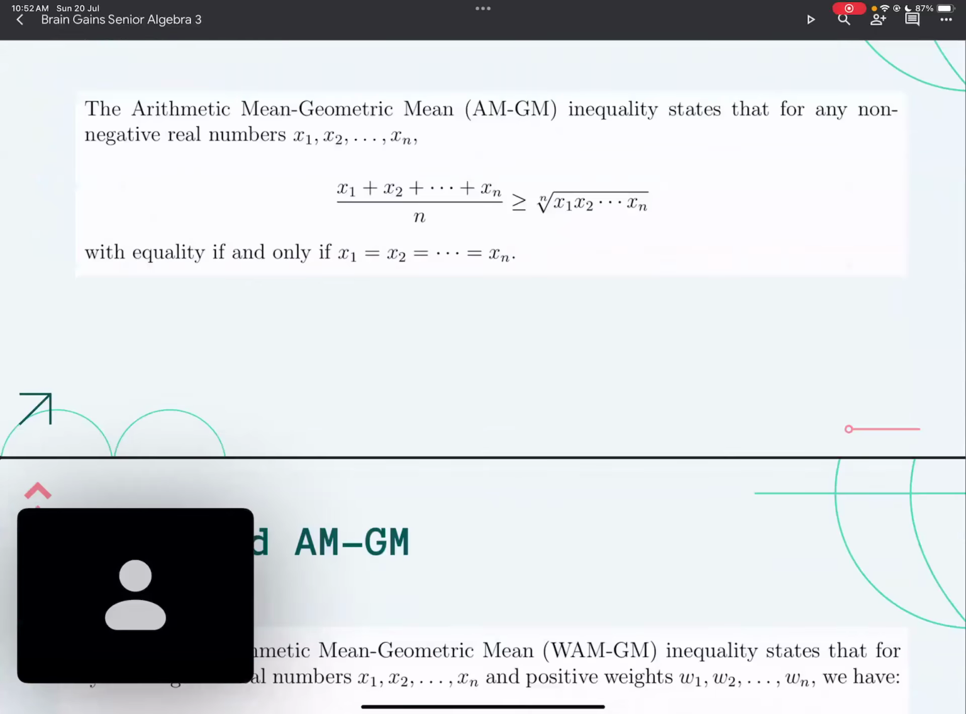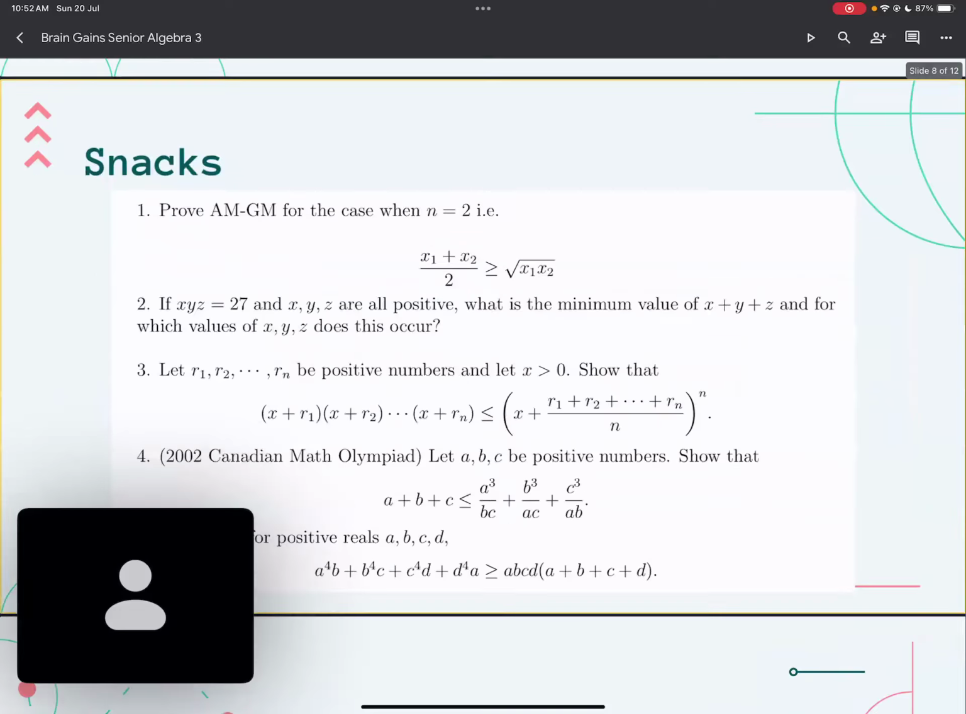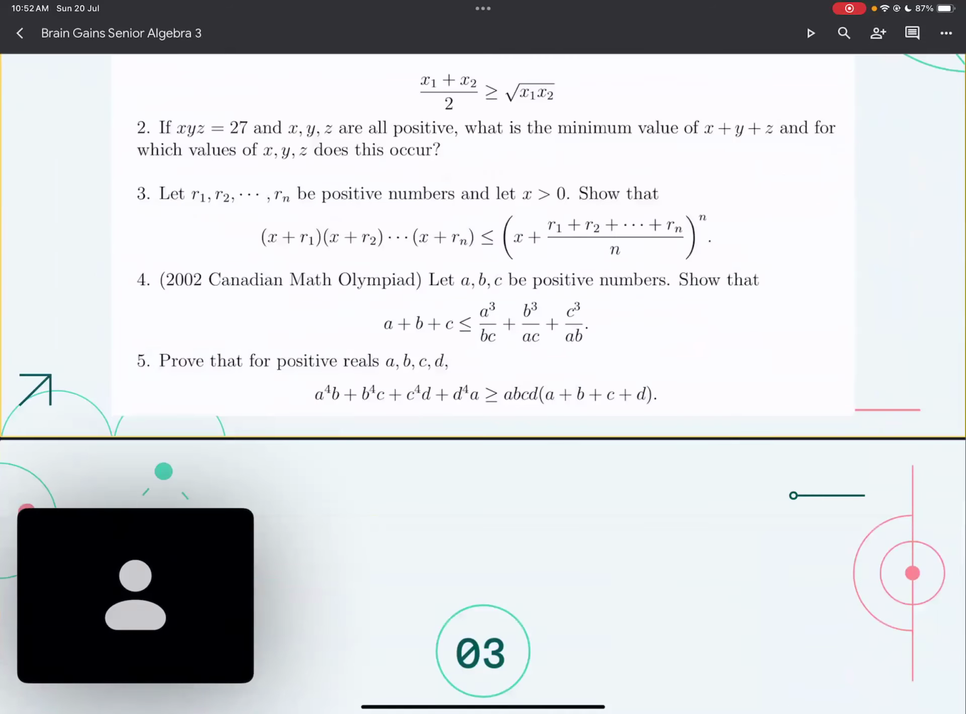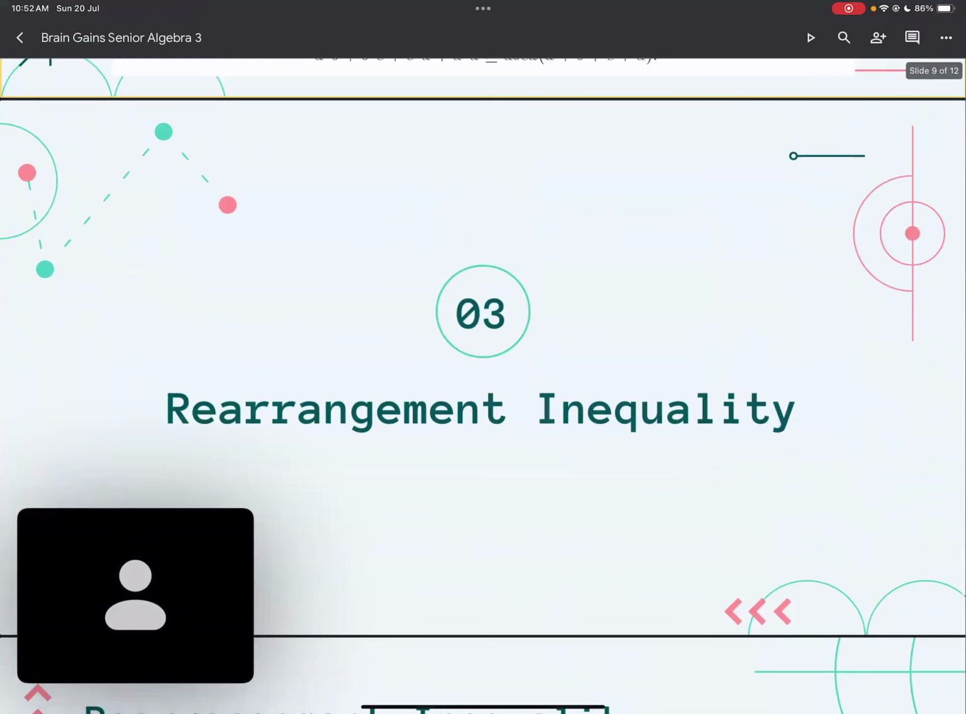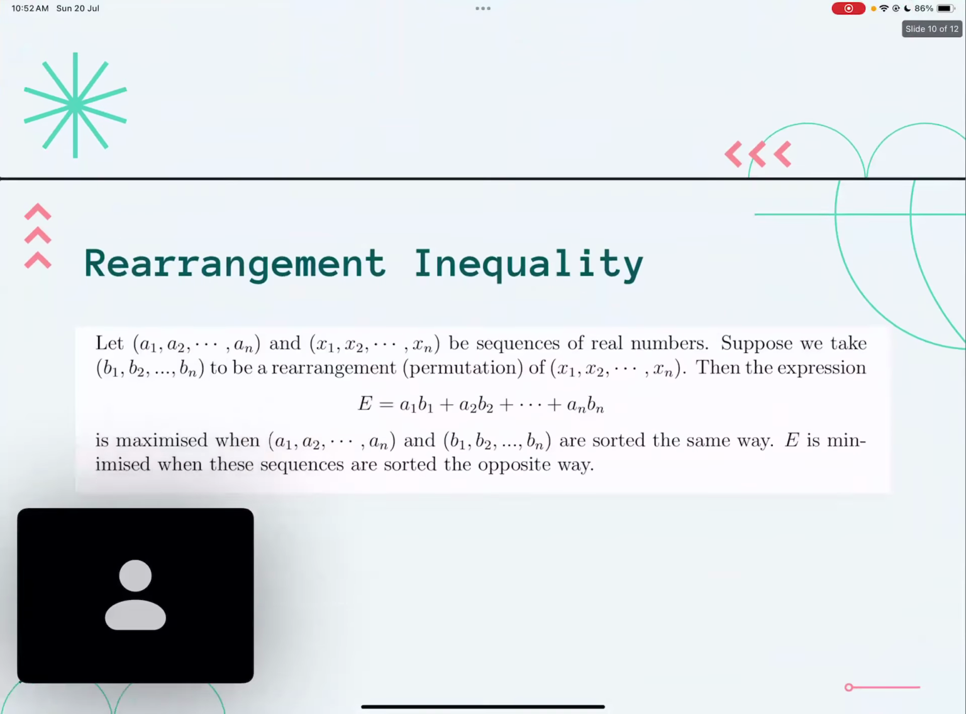Okay. So I think this last question and the snacks is also a fair bit harder. So in our last couple of minutes, let's just talk about the rearrangement inequality.